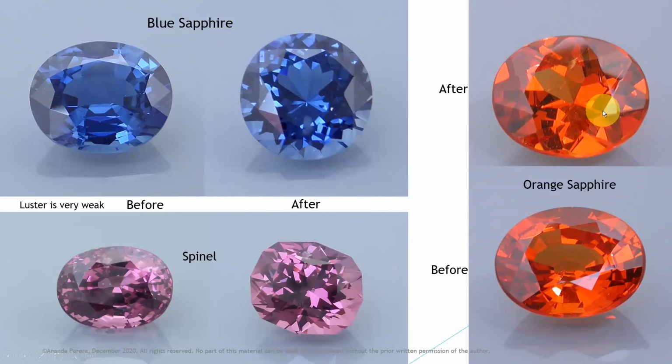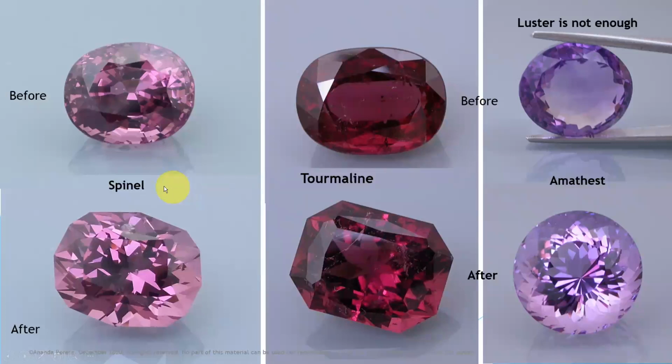Look at this orange sapphire. Before, no luster, weak luster here. Windows are there. See here, windows. Opens are there. After recutting, it is like this. See the difference between these two, before and after. So we have to repair it. Now come here, spinel. Before, see the difference. Open here, it is a window. After recutting, it comes like this now with the best luster.